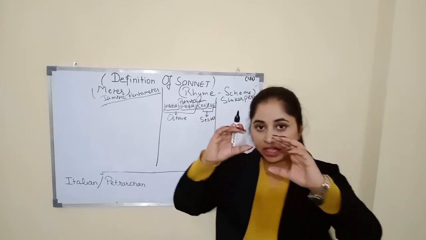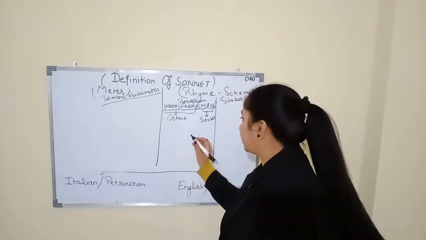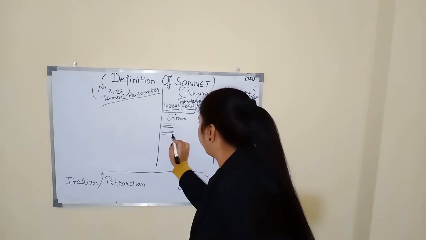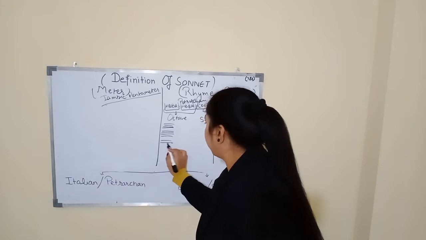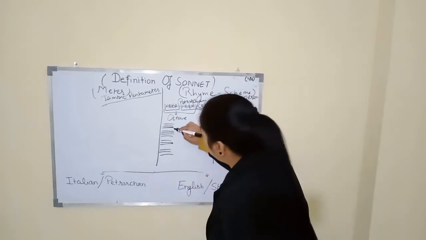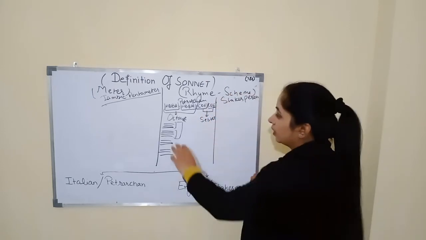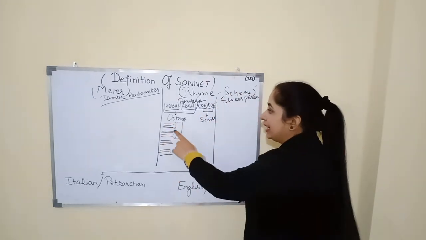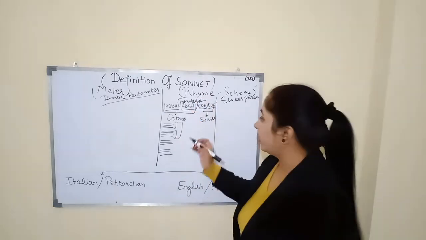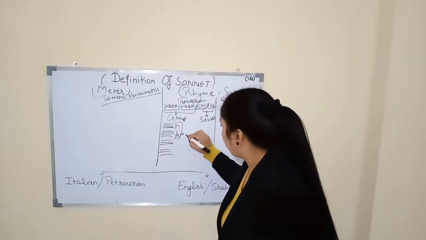Octave, the initial 8 lines. The sonnet consisted of 14 lines. So the initial 8 lines, 1, 2, 3, 4, 5, 6, 7, 8, 9, 10, 11, 12, 13, 14. Okay. So 1, 2, 3, 4, 1, 2, 3, 4. These two are octave. 4, 4, 8 lines. So the initial 8 lines from a Petrarchan sonnet is octave, which is subdivided into 2 sections of 4 each. And this 4 is quatrain.